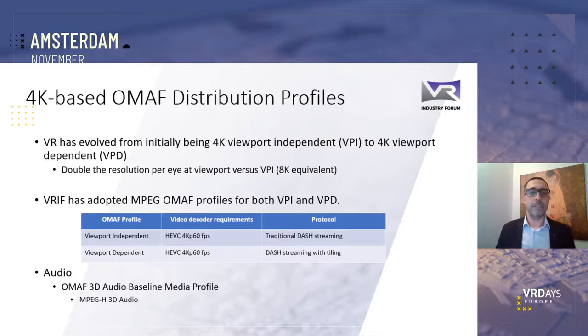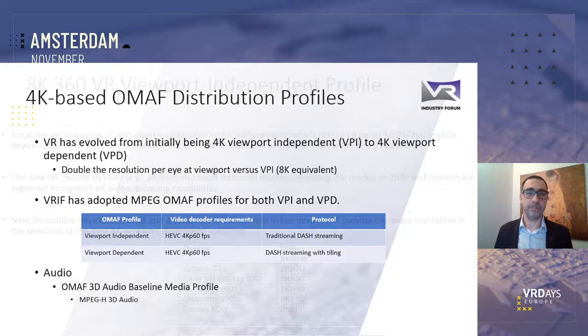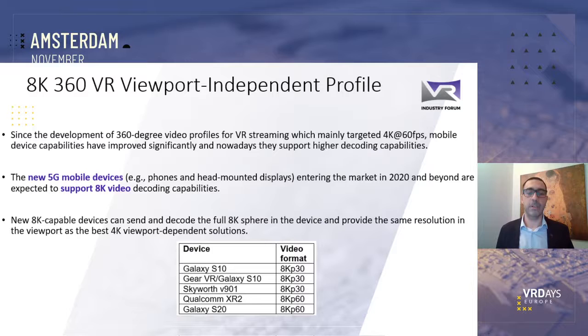The first guideline we delivered was the 4K-based OMAF distribution profile, and by using viewport-dependent with the 4K profile, we could achieve 8K-equivalent quality using 4K decoders. However, there are new devices coming to the market that are 5G capable, and the interesting thing is that they support 8K video decoding. So it makes sense to think about whether to create a profile capable of 8K decoding. You can see the list of devices that today support 8K decoding.